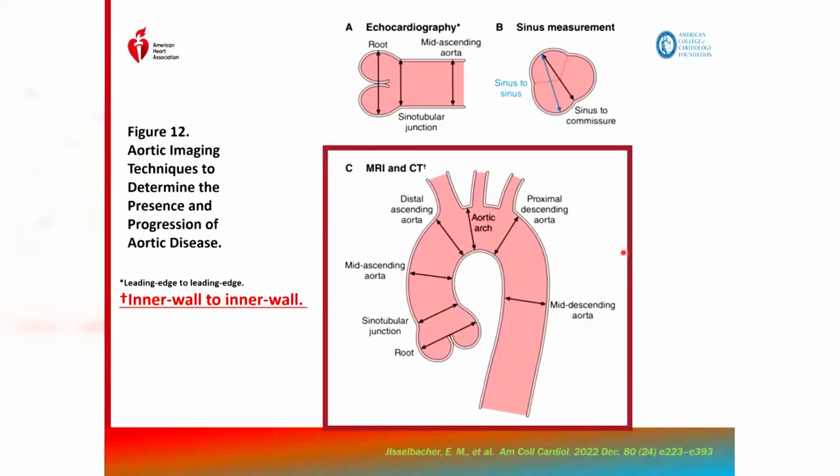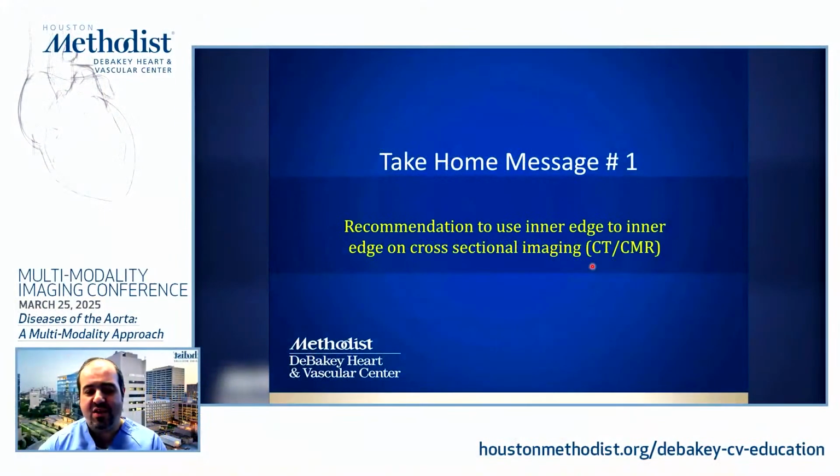One important thing about using CT and CMR for measuring the aorta: in echocardiography, we use the leading edge to leading edge and we measure in diastole. We still want to measure in diastole for CT and CMR, but we want to use the inner edge to inner edge, or the inner wall to inner wall. And these are the standard landmarks that we should report on our CTA or MRA: the root, STJ, mid, distal, arch, proximal, and mid-descending aorta. So the take-home message is that we typically use the inner edge to inner edge on cross-sectional imaging like CT or CMR, unlike echocardiography.